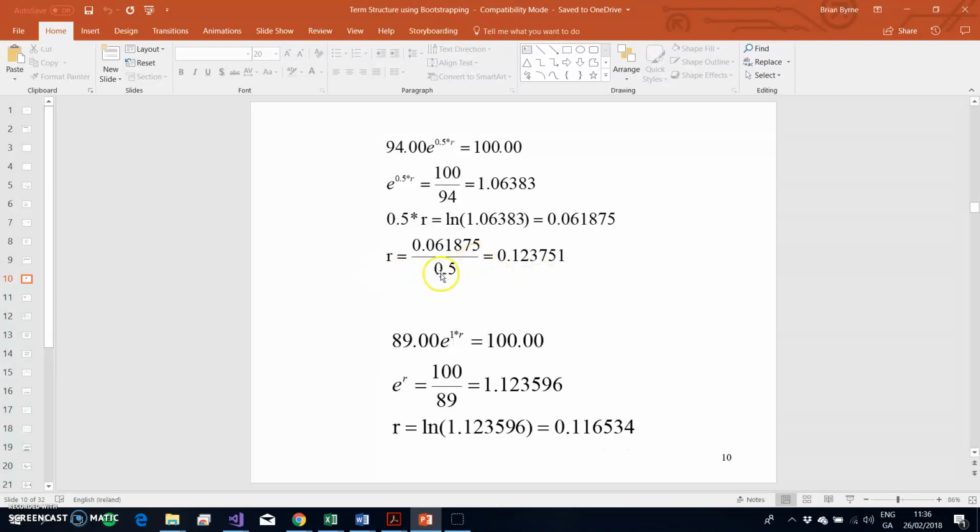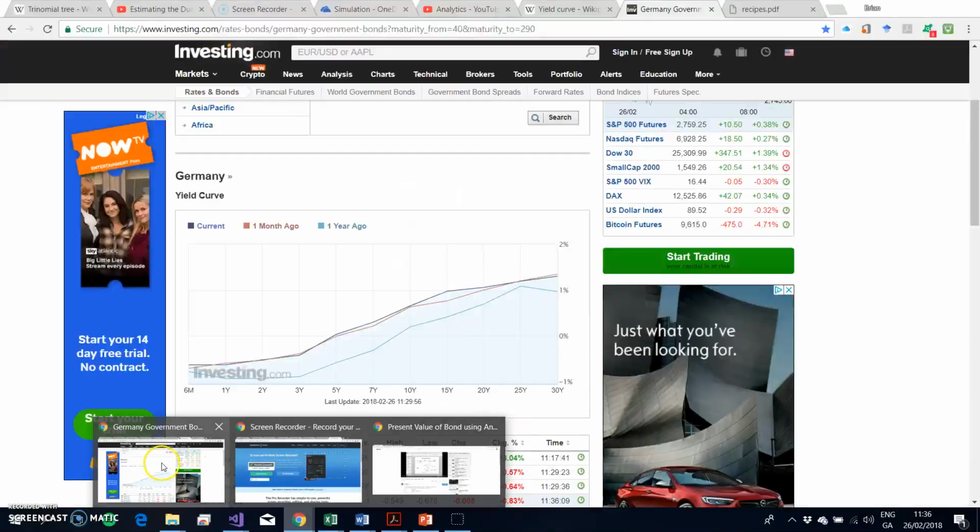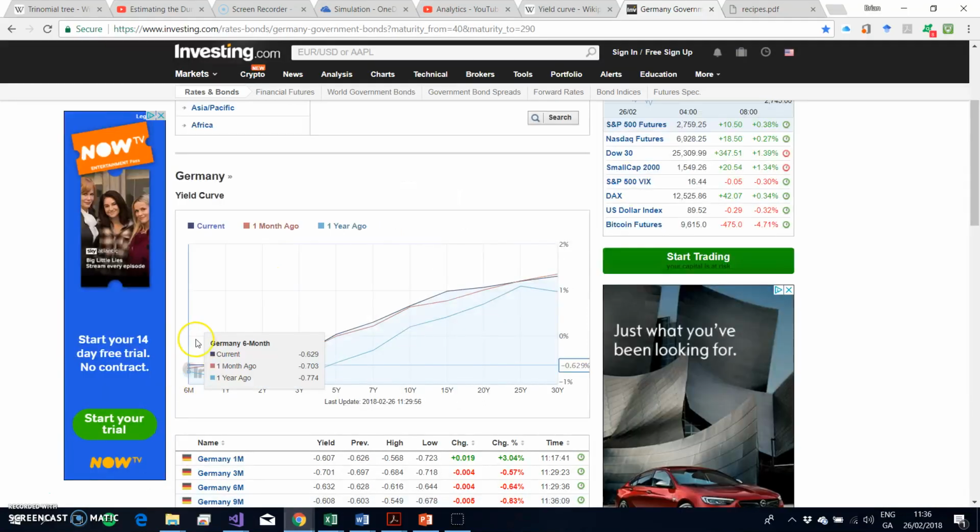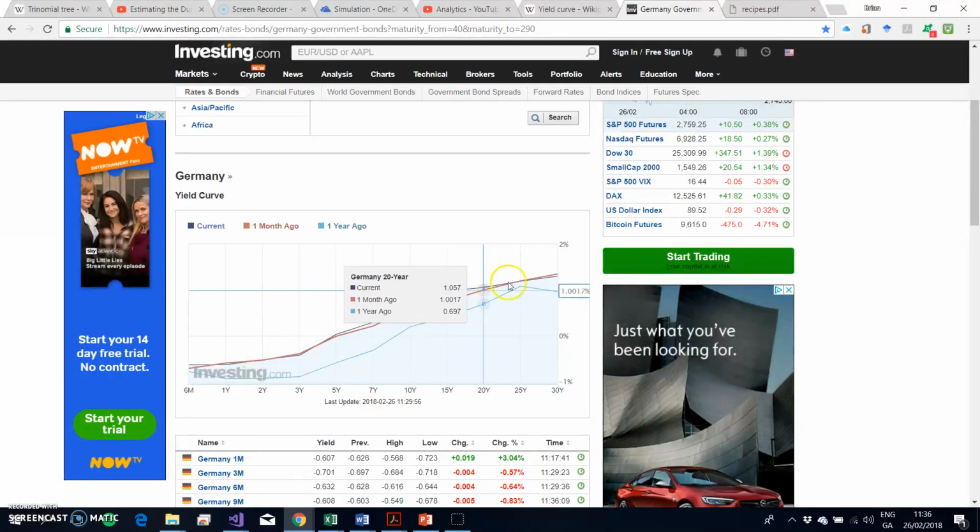So that's equivalent to saying the 6 month zero rate, zero coupon rate, is 12.375%, and the 12 month zero coupon rate is 11.65%, and that's what we're trying to find out. That's what these term structures are actually about. We're trying to determine the zero coupon rate. Once we're estimating the yield curve, we're trying to take the zero coupon rate, the pure interest rate, consistent by stripping out the coupon.